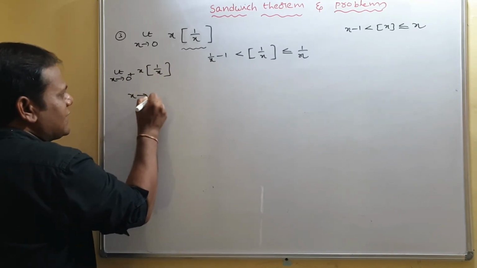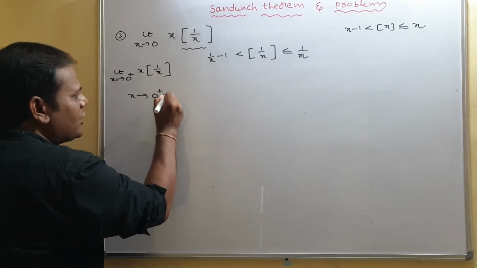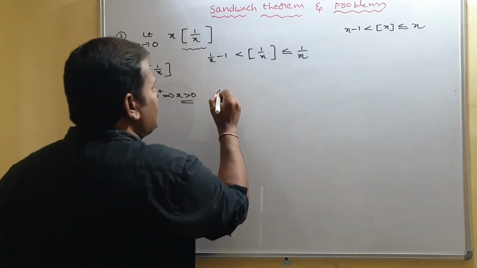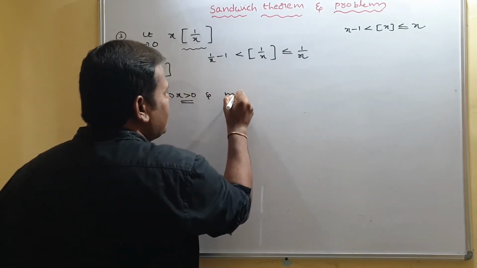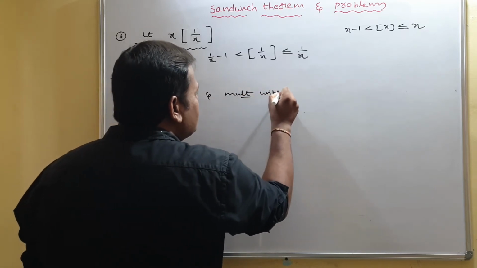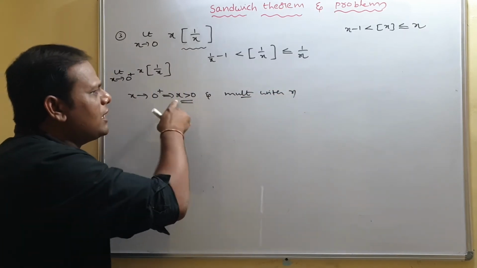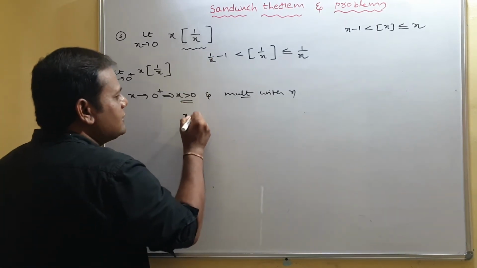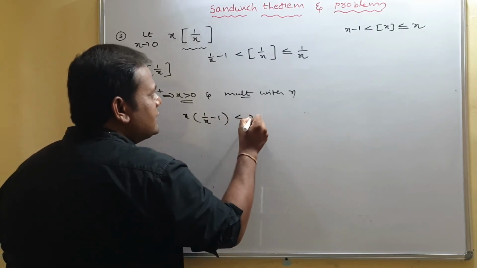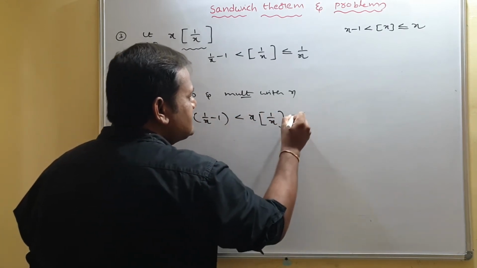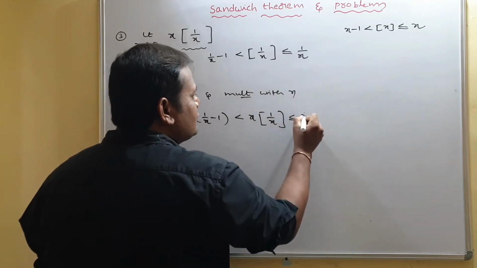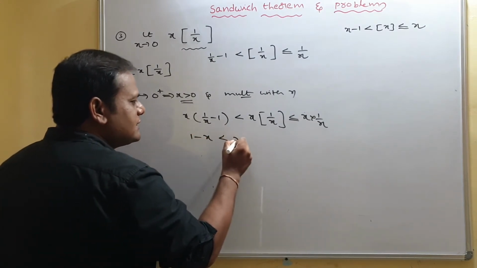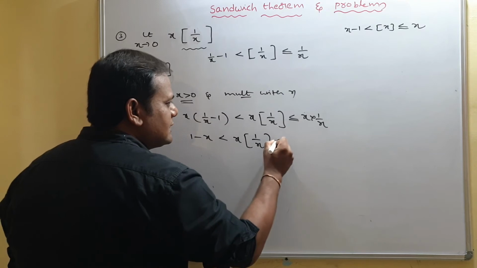So I have taken x tends to 0 plus. Means what? x greater than 0. Means x is positive. Okay. Now multiply with x. So what do we get, you see. Now in this case, is x positive or negative? Yes, x is positive. So no change in the inequality sign. So what we get? That is x into 1/x - 1 is less than x into floor of 1/x, which is less than or equal to x into 1/x. Is it? So what is it? It is 1 - x is less than the required function, which is less than or equal to 1.